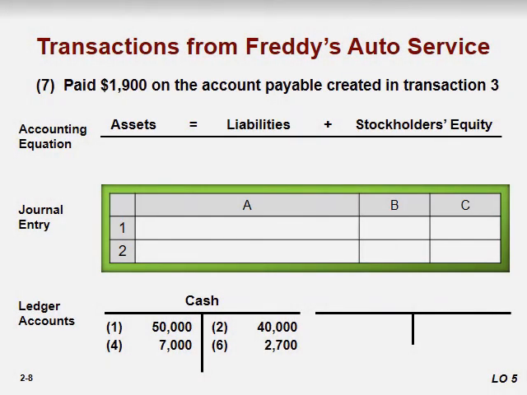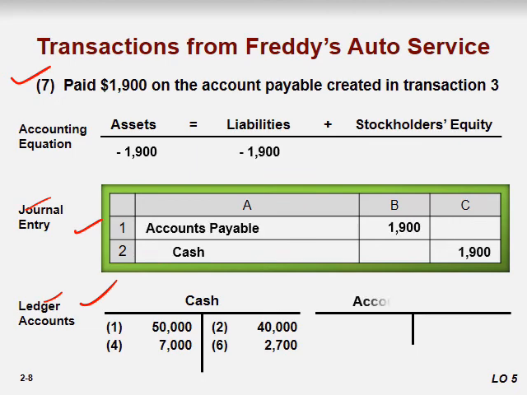Now I just want you to do this 7th transaction by yourself. I'm just going to pause the video here. Just try to solve it and post it into journal and ledger. Okay, so I hope your answer matches. I'm just going to paste our answer here. If your answer matches like this, it means you are in good shape. You already understand the whole journal entry and ledger account posting stuff. Okay, good. Let's move further.